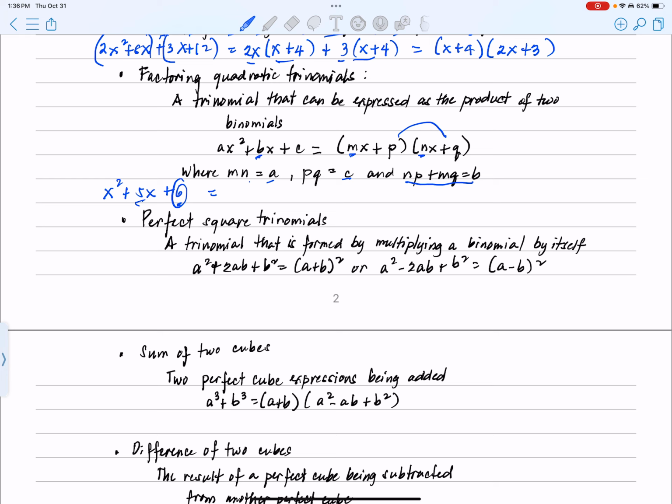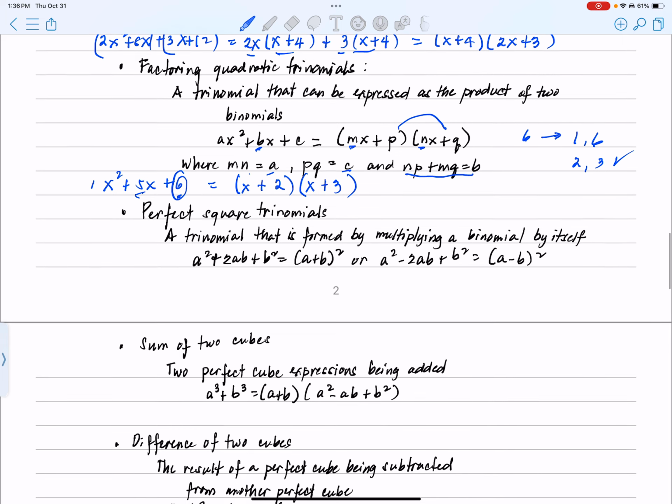Okay? So 1 times, because our coefficient here is 1 times 6 is 6. So what are the factors of 6? 6 can be factored as 1 and 6, 2 and 3. No more, no less. So which one, when you add them, will give you a 5? 2 and 3, right? So in other words, our factors would be, we split the x, since this is all positive, so all plus, one factor here and the other factor of 6. Then that is factoring the quadratic trinomial.